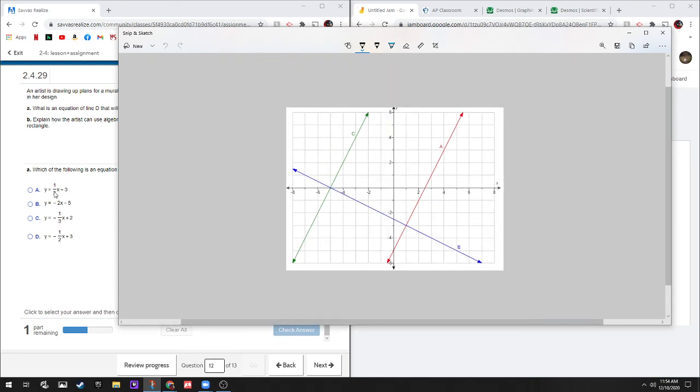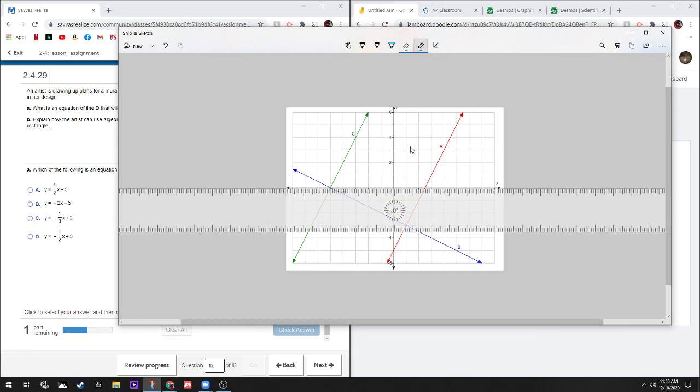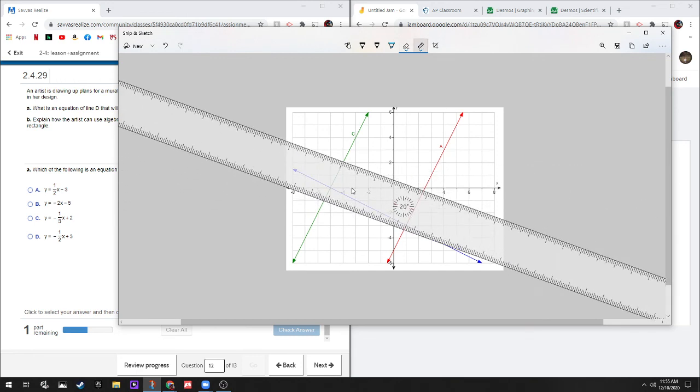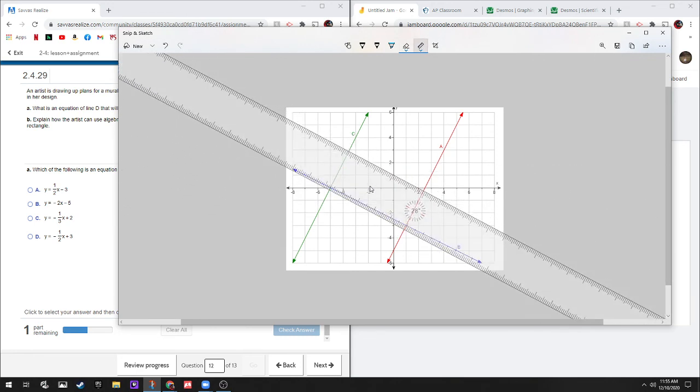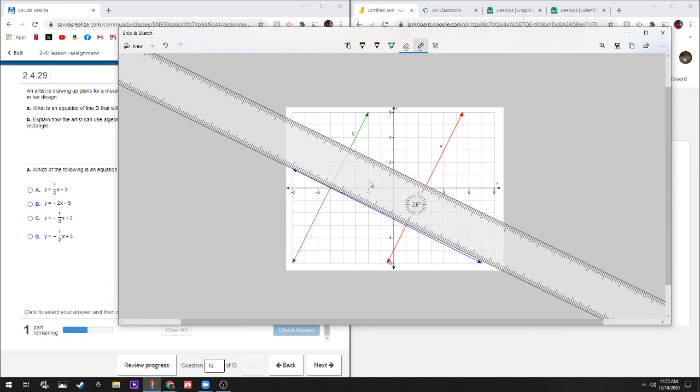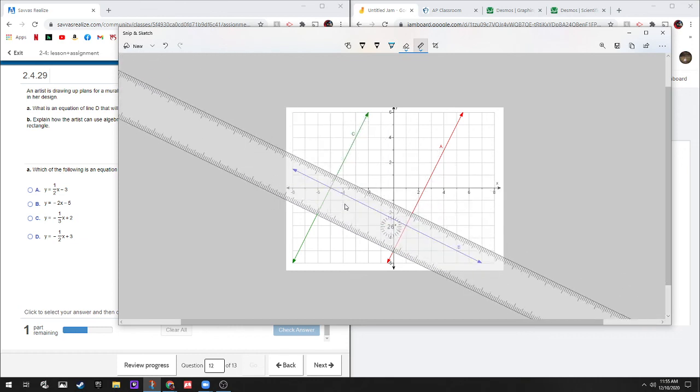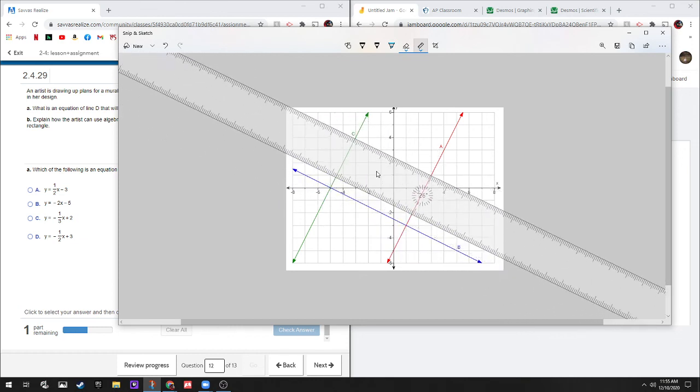Let's see, y equals 1/2 x minus 3. So 1, 2, 3. Up 1 over 2, up 1 over 2. So here's my first line. All right, that's not a rectangle. In case you're not sure what we're looking for here, we're looking for something that is going to be the same slope as that blue line and then is somewhere else around here, because that's going to make a rectangle.